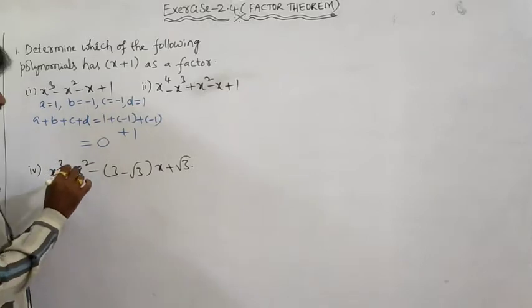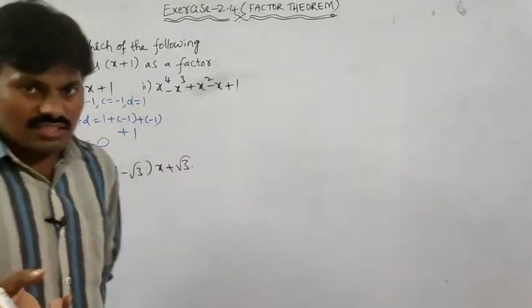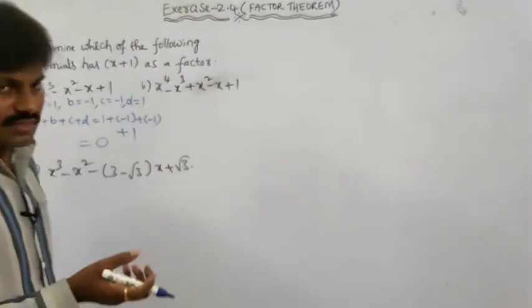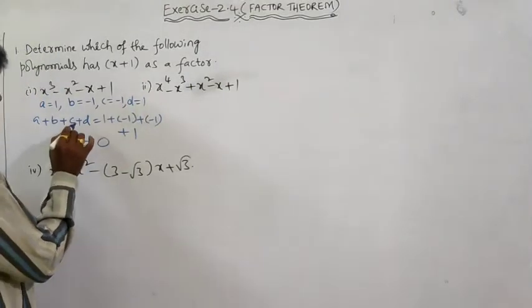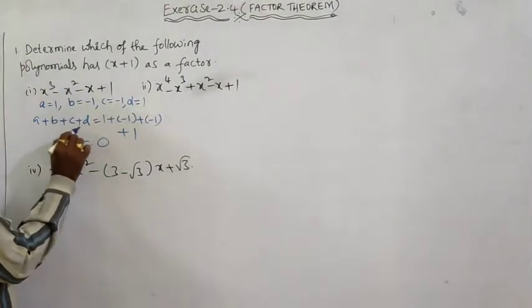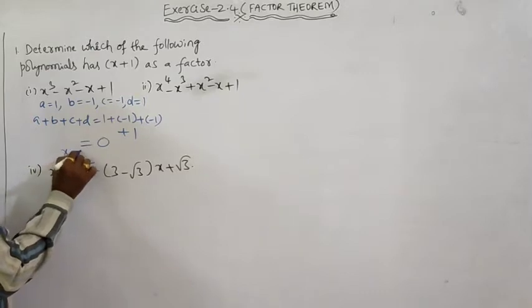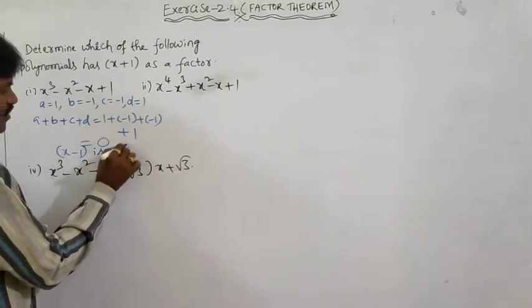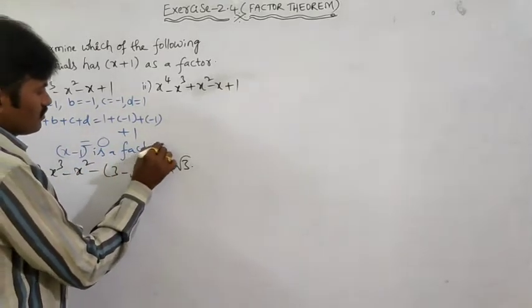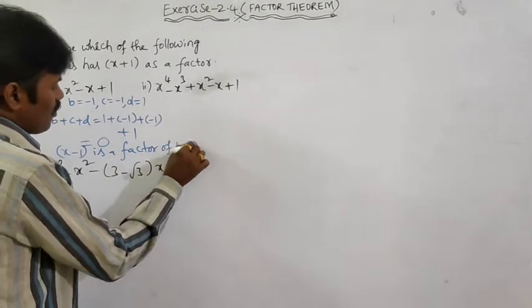So what can you say? Already we have discussed two conditions. The sum of the coefficients is 0, so we can say that x minus 1 is a factor of the given polynomial.